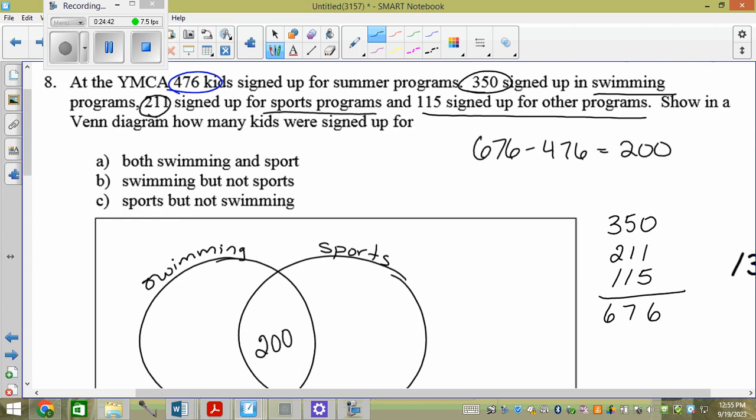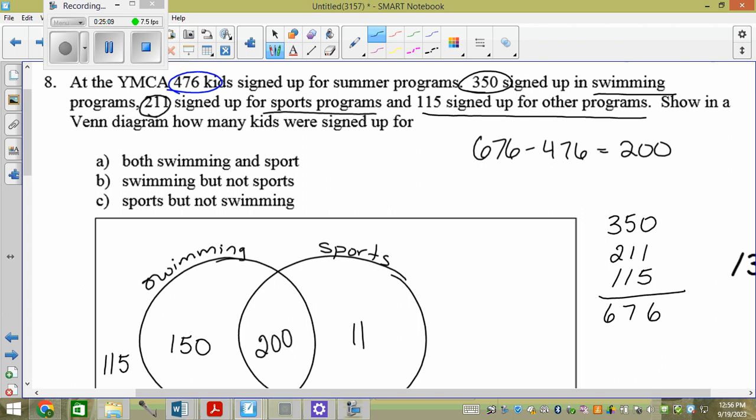They were doing both. Now it says 211 signed up for sports programs. So do I put a 211 in this spot? No. Because it doesn't say sports programs only, it says sports programs. So what do I put here? 11. Then it says that 350 signed up for swimming. So how many did swimming only? 150. And then how many are on the outside?